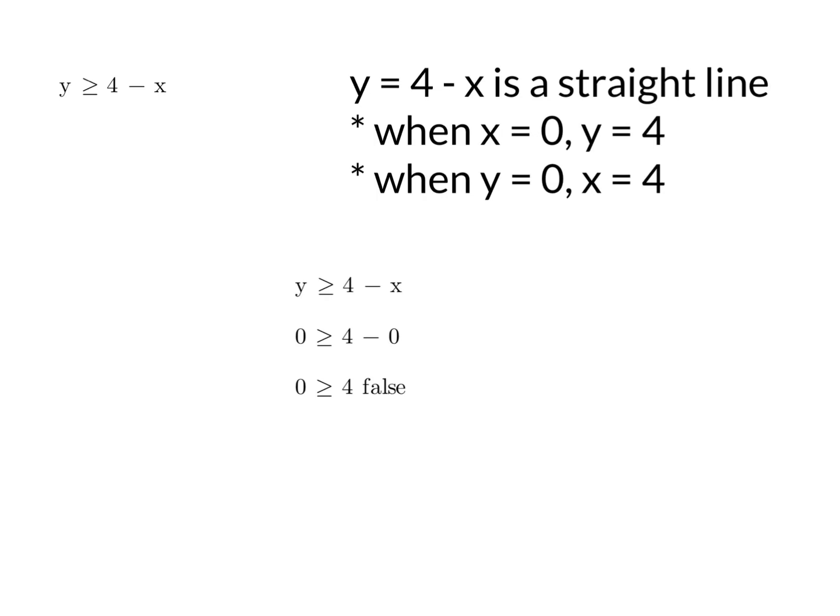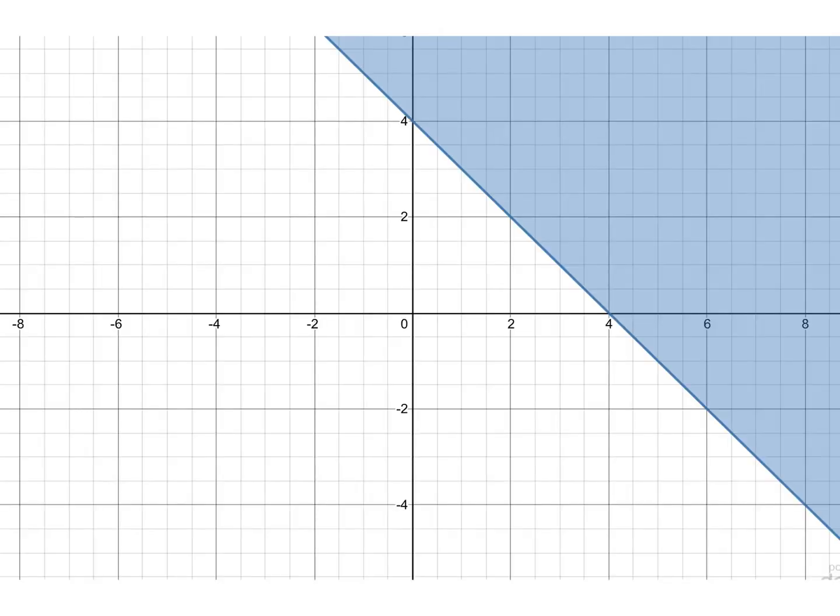Y greater than or equal to 4 minus x, we once again sub in 0, 0. So 0 is greater than or equal to 4 minus 0. 0 greater than or equal to 4, which is false. So therefore, when we shade for this one, we don't include 0, 0. And you can see 0, 0 is not on the shaded side. So it's above the line in this case.